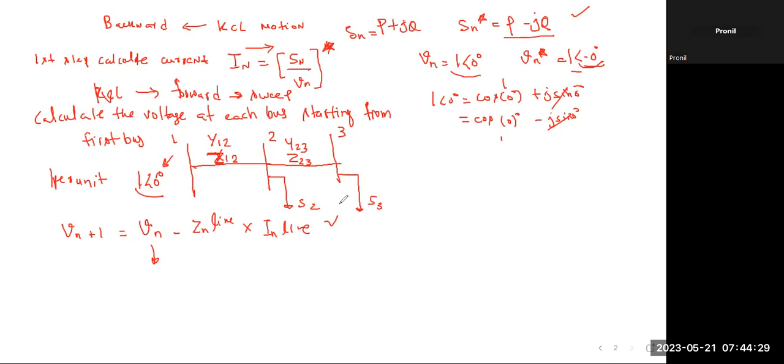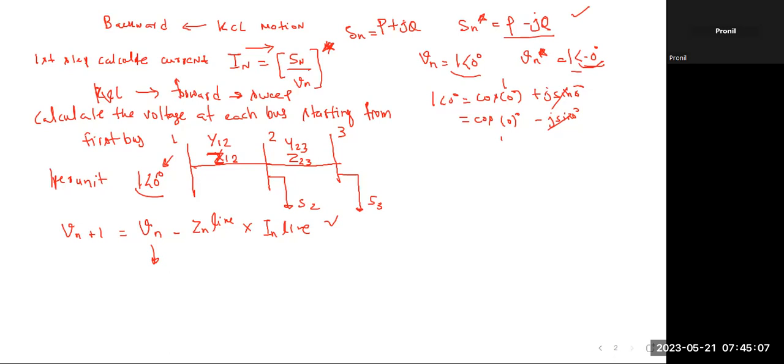Got it, sir. Okay. Yes, sir, one second. Shall we solve this? Okay, you will take it down. No issue. Plus Zn line into In line, right? Yeah, In line. I'll save it for you. No issue. Yes, sir. Done, sir. Okay.